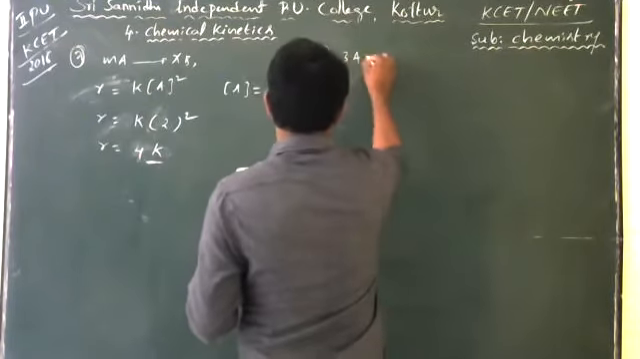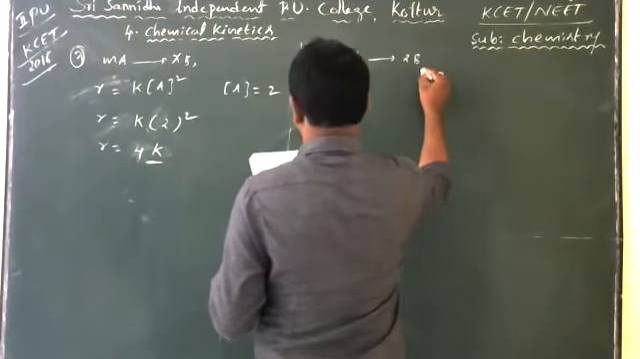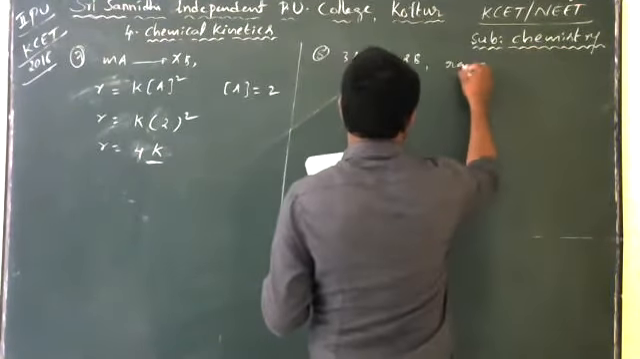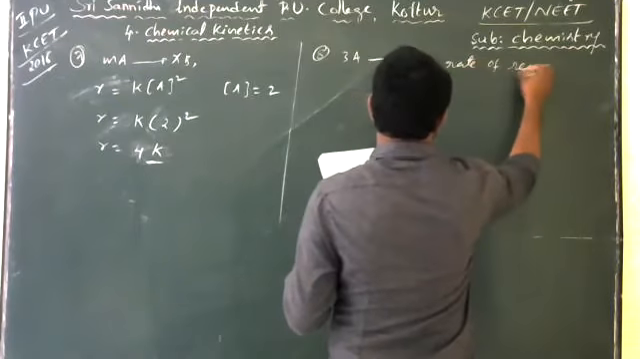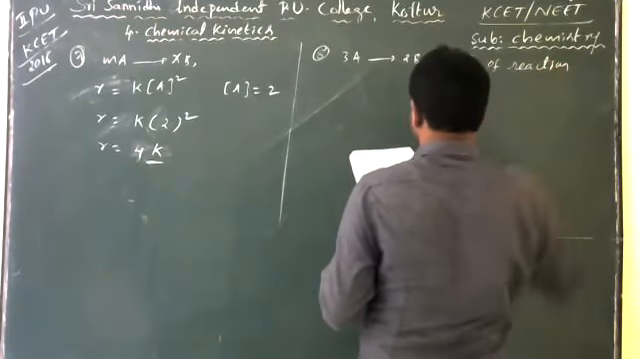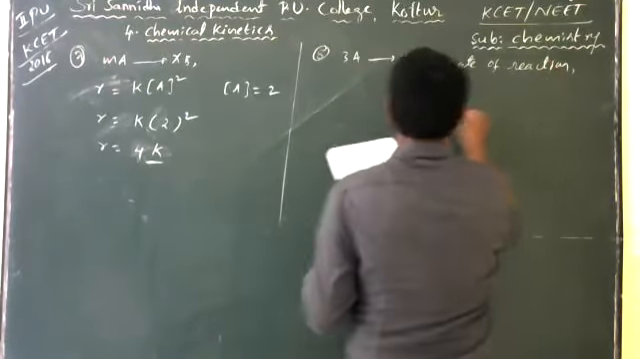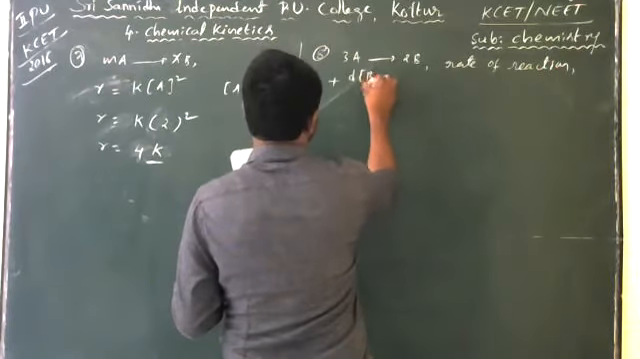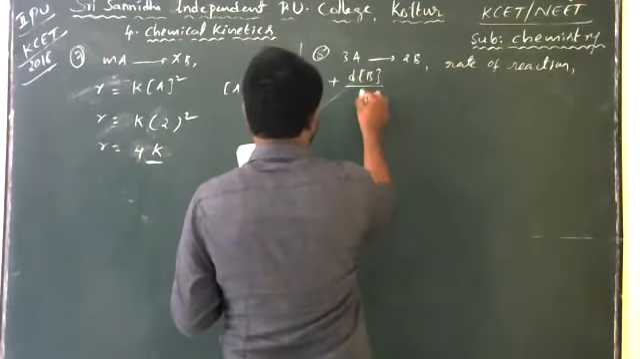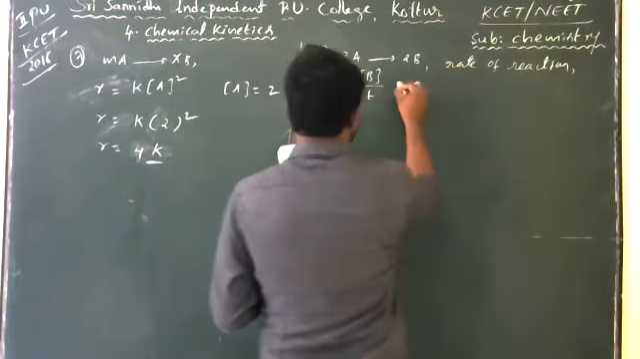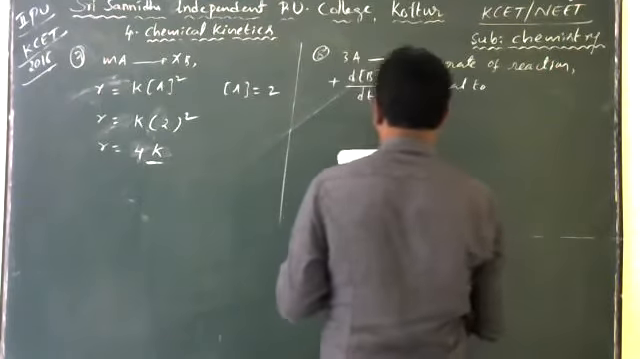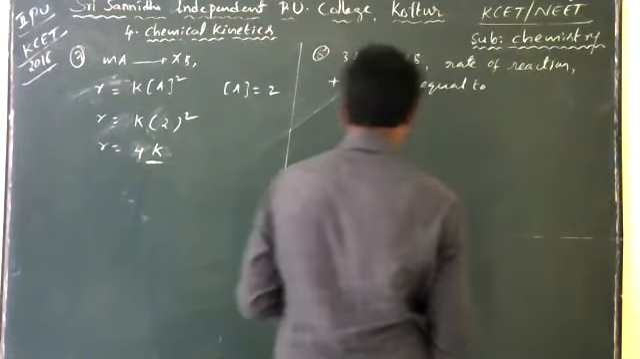3A gives rise to 2B. Rate of reaction plus d concentration of B divided by dt is equal to what? That is the question.